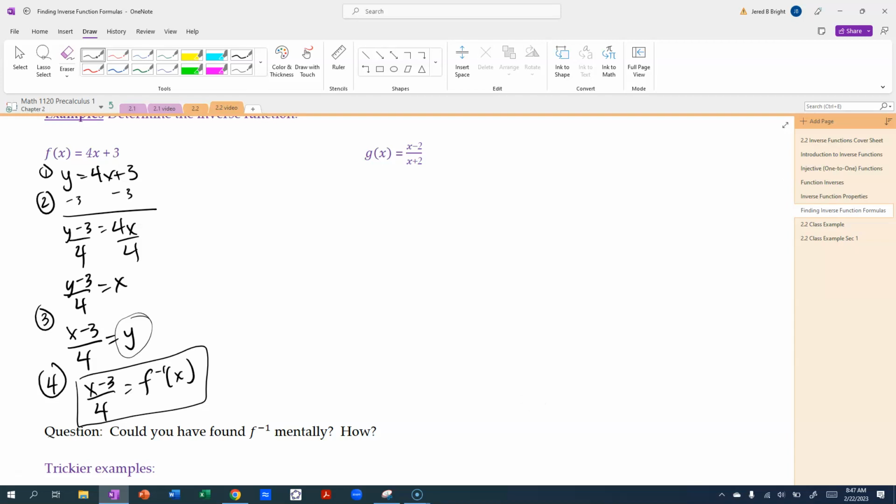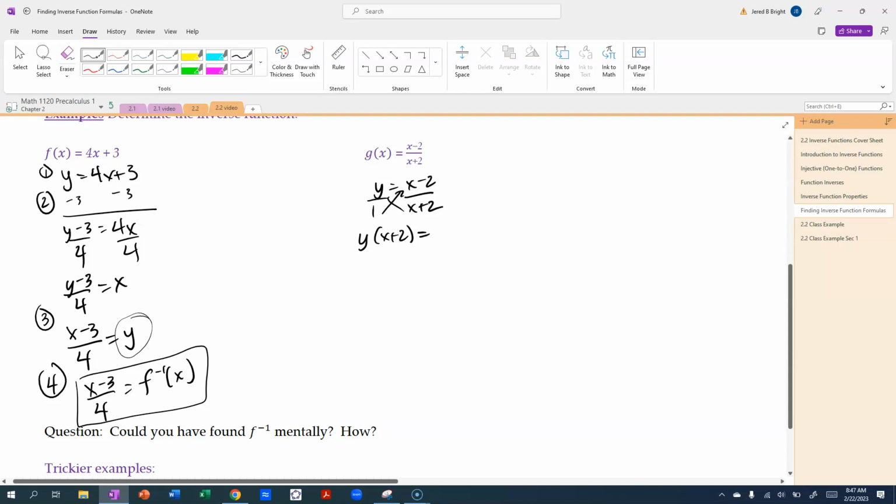Let's do another one. Okay, so again, I write y. I'm not going to number my steps this time. I'm going to write y is equal to x minus 2 over x plus 2. Okay. Oh man, now I need to isolate x. How in the world do I do that? Well, okay, I guess I can do cross products. Okay, so y times x plus 2.